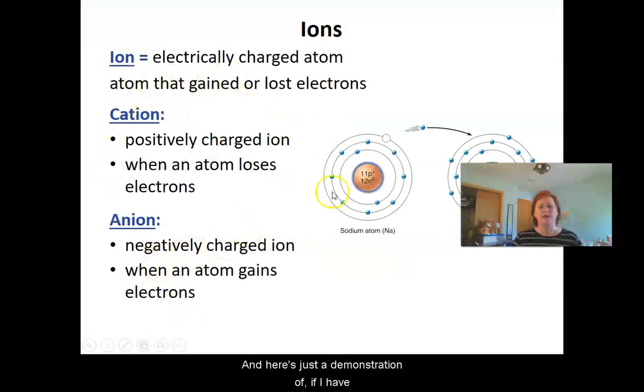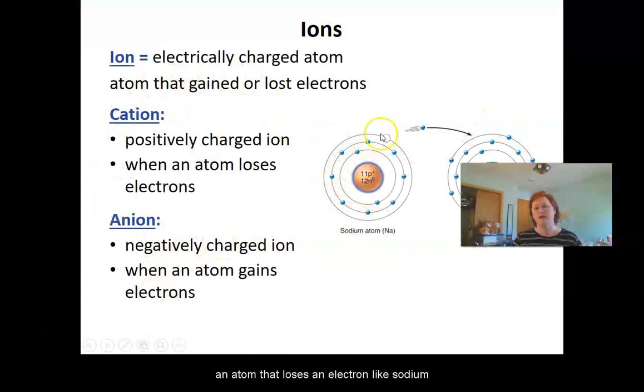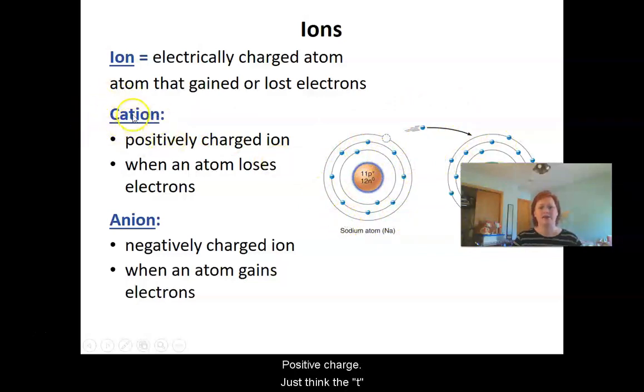And here's just a demonstration: if I have an atom that loses an electron, like sodium, then another atom can grab that electron. And the atom that lost the electron is called a cation. It's got a positive charge. Just think, the t looks like a plus. And the atom, the chloride, that gained that electron is now an anion.